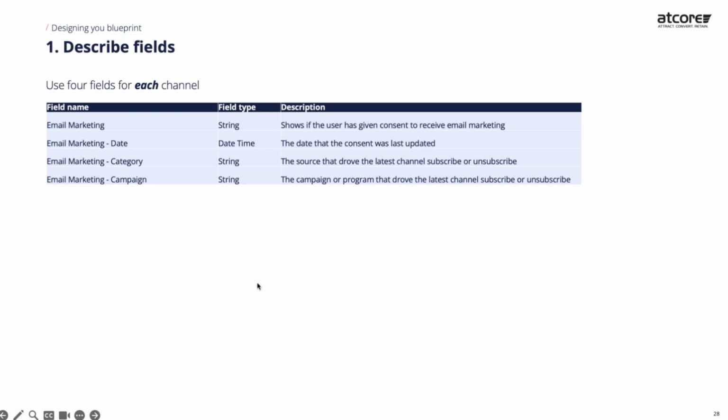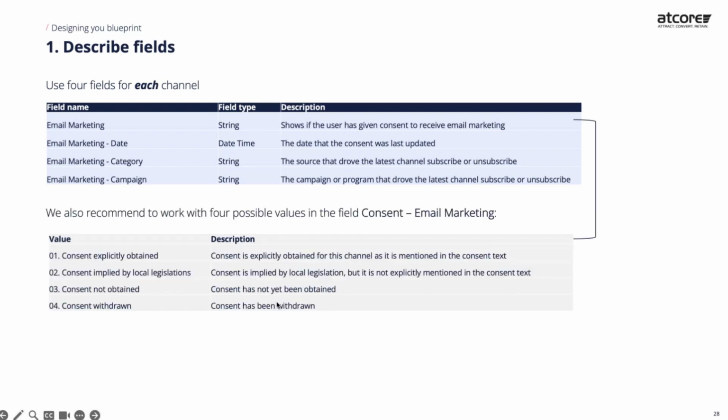Now, there's a little catch to this true false field, because we recommend not just keeping it true false, but actually making the field able to have 4 different values. So the first 2 values, 0.1 and 0.2, are the true values. So either the consent is explicitly obtained or the consent is implied. And then 3 and 4 are the false values. So either the consent was never obtained or the consent was withdrawn at a certain point.